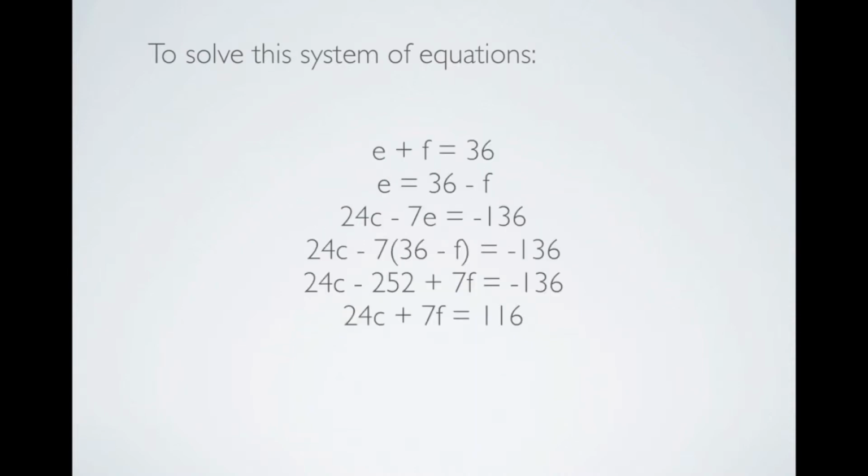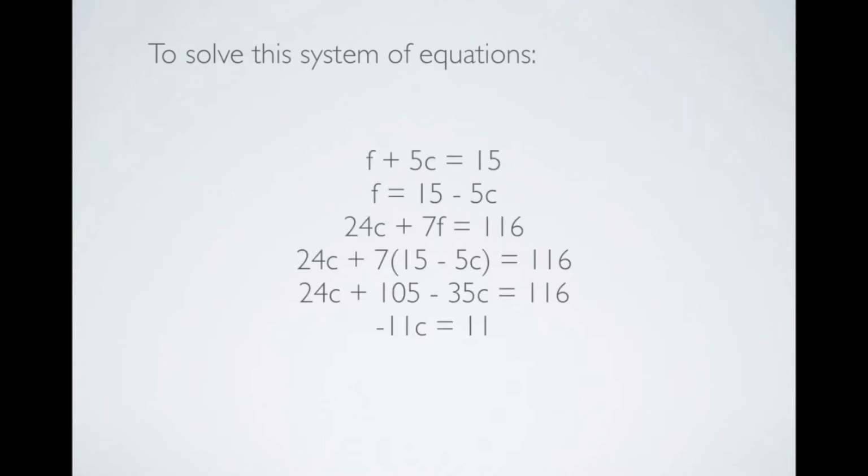Next, we're going to rearrange equation 3 to get a value of e. If we take f from both sides, we get that e equals 36 minus f, which we can then resubstitute into equation 1 to get 24c minus 7 times e, which is 36 minus f, equals minus 136, which gives 24c minus 252 plus 7f equals minus 136. Adding 252 to both sides, we get 24c plus 7f equals 116.